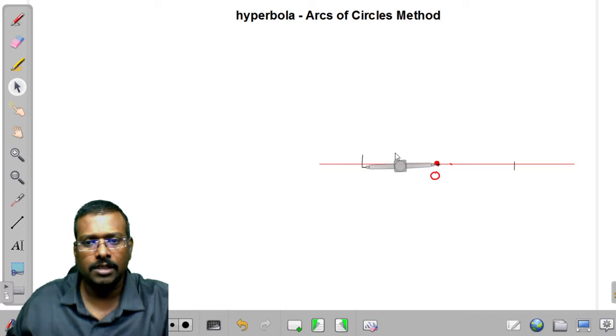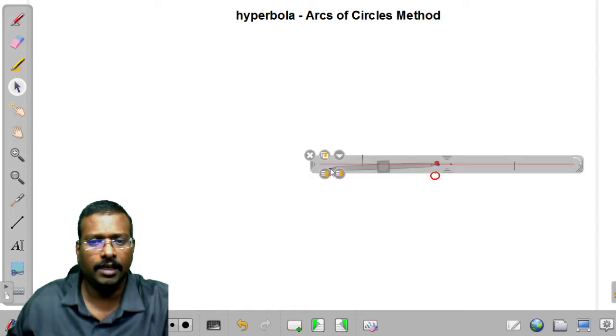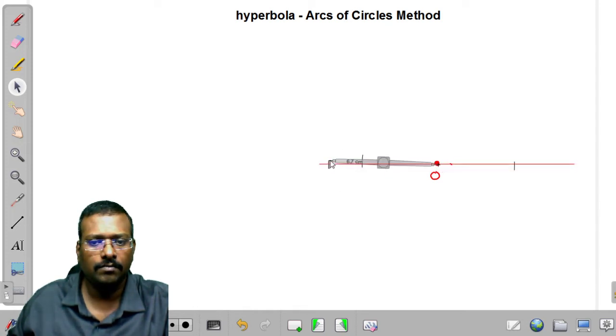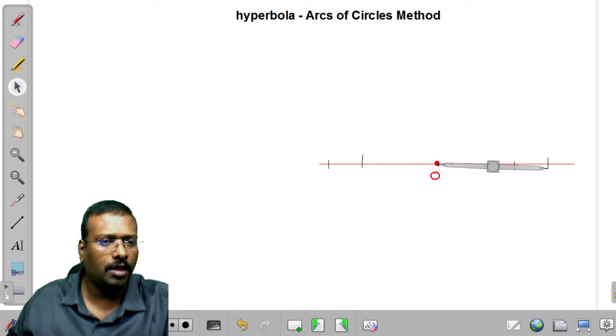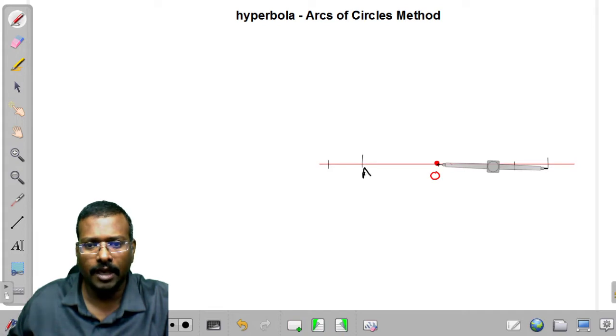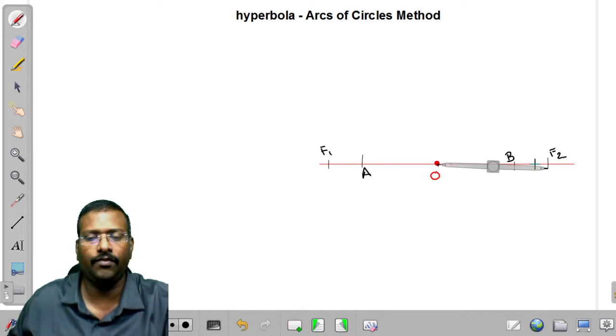A and B, we got it. And we will take half of the length of F1 F2 as radius. This is one arc and another side it is going to be like this. And we are going to mark them as, so vertex are assumed as A B. And focal points we are going to assume it as F1 and F2.